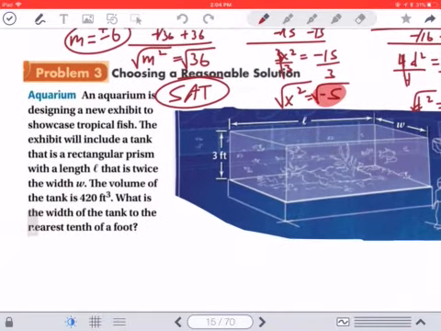So I have this fish tank here. An aquarium is doing a new fish tank for tropical fish. It gives me some information. It's a rectangular prism. The length is L, and that is twice the width, W. So twice the width of W. And the volume is 420. It also tells me that the height is 3 feet right here.